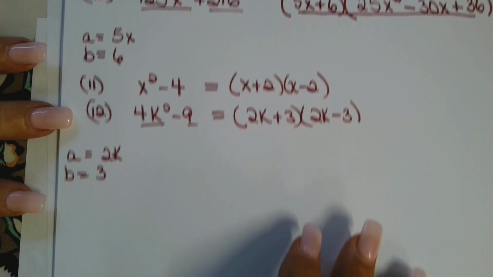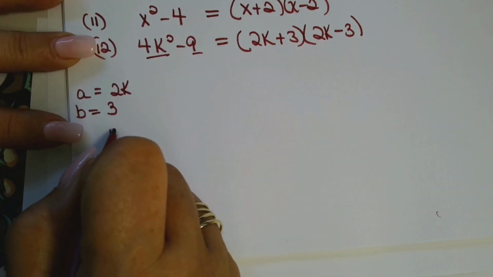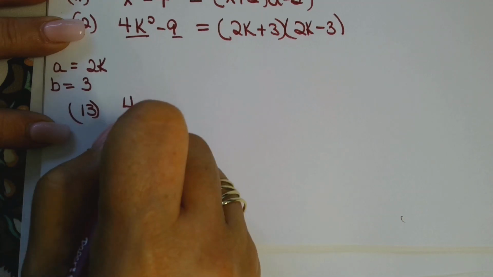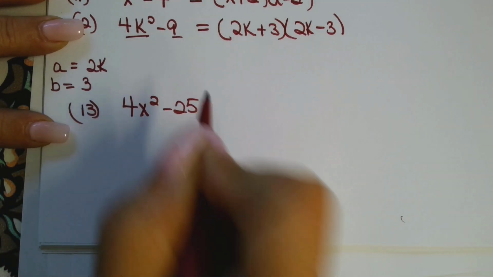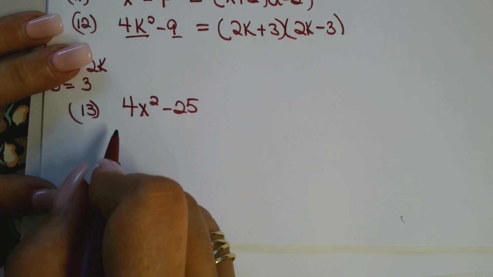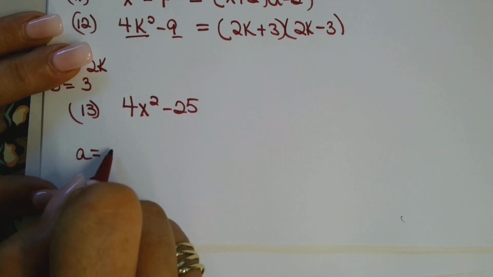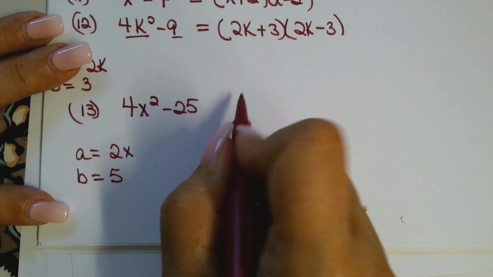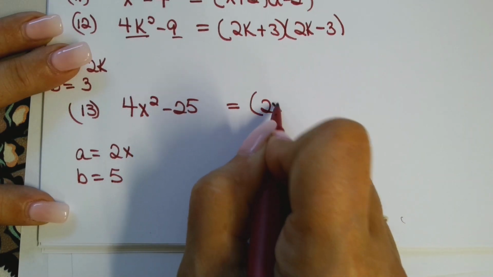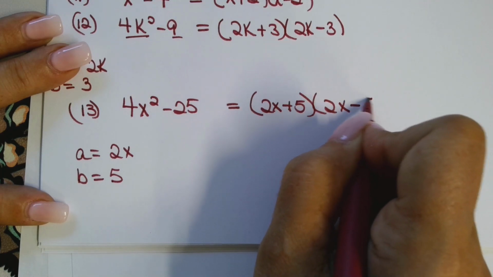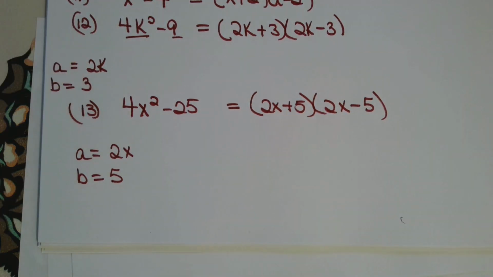Okay, number 13. And we'll be done with factoring. We have 4x squared minus 25. Again, this is the difference of squares. The square root of 4x squared is 2x, and the square root of 25 is 5. So this is going to be 2x plus 5, 2x minus 5. And I'm going to stop now, and then we will continue in just a minute.